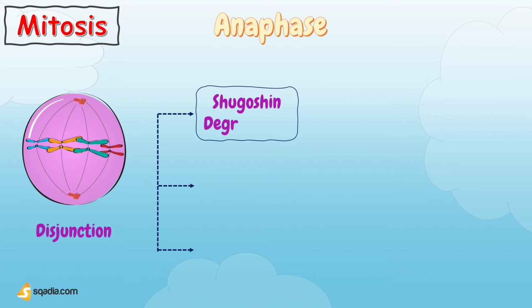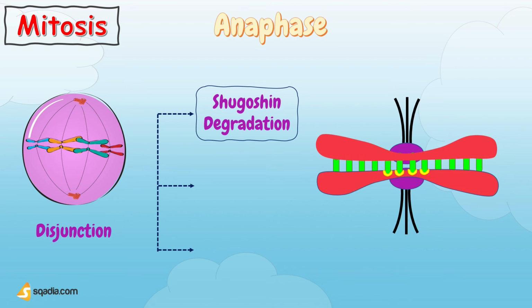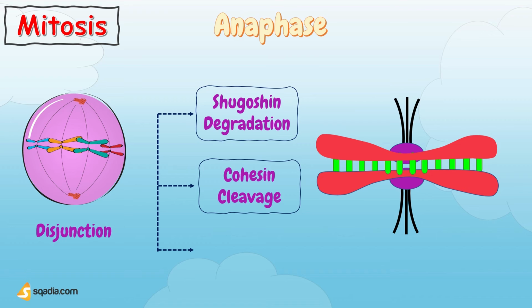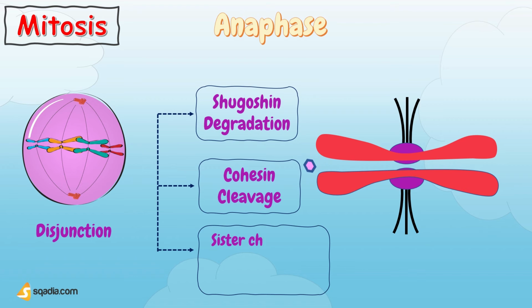For complete disjunction to occur, shugoshin must be degraded, reversing its protective role. The cohesin complex, holding the centromere region of each sister chromosome, is then cleaved by separase. And sister chromatids of each chromosome are pulled toward the opposite poles of the cell.